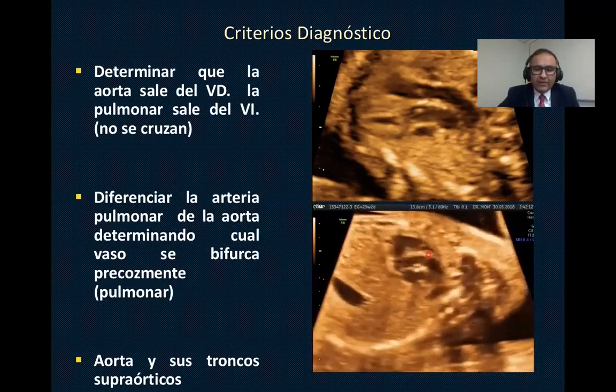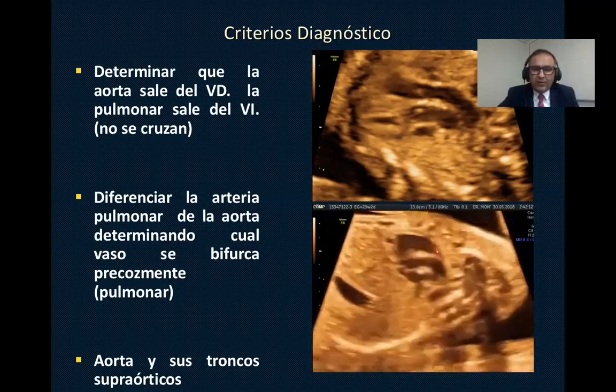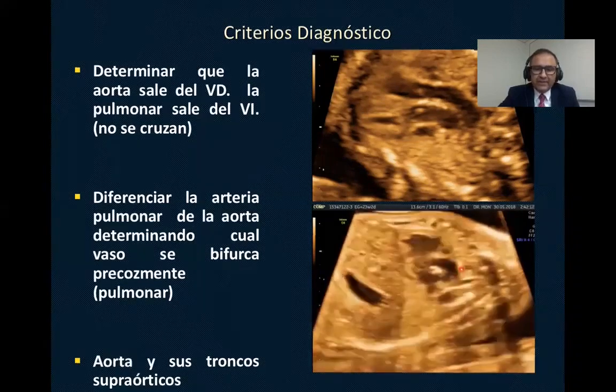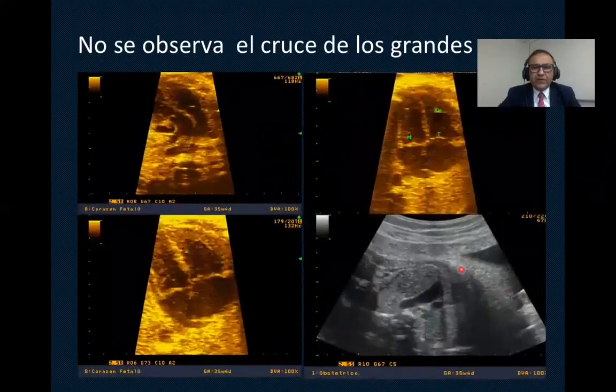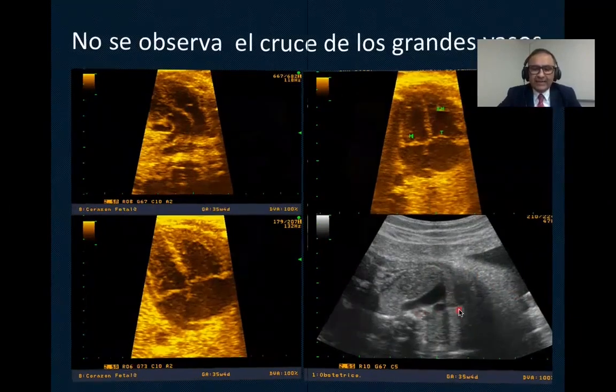We recognize the aorta because it gives rise to its supra-aortic branches distally. Therefore, there is no crossing of the great vessels. There is a parallel outflow of the great arteries. The 4-chamber view is normal, and in the 3-vessel trachea view, there will be 2 vessels, the aorta, the vena cava, and the trachea. This is the skateboard sign.